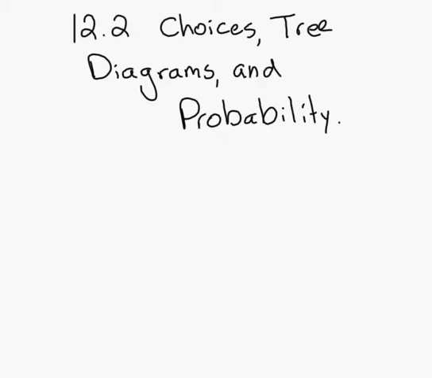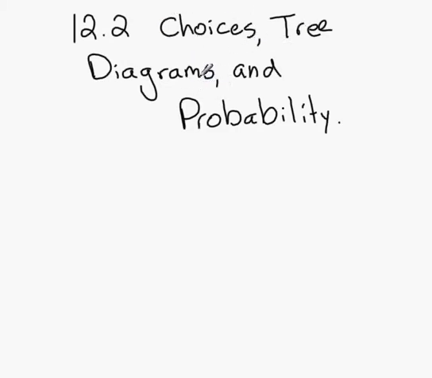Lesson 12.2, talking about choices, tree diagrams, and the probability of something happening. Many of these in here are review again. We've already talked about probability. We've already talked about tree diagrams, although we used to call them factor trees. And we're going to talk about choices, what you can pick from, and what that means.